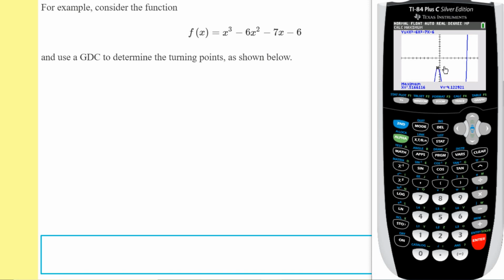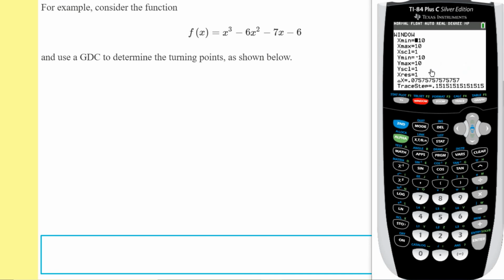Now that's going to be a local because we can see that the graph is increasing over there. So there's got to be a higher point. So that is a local maximum. So that's one point. But we need the rest of it. So we need to adjust our window.